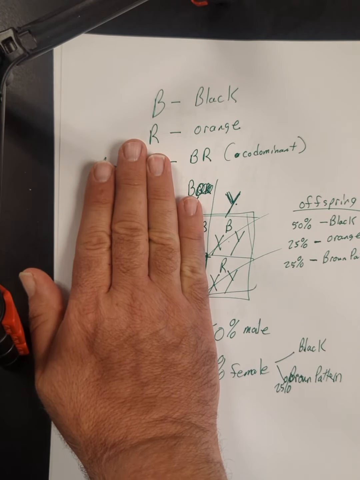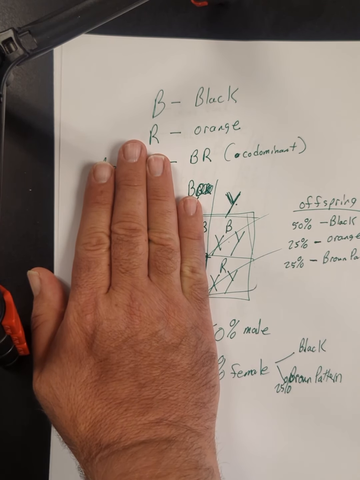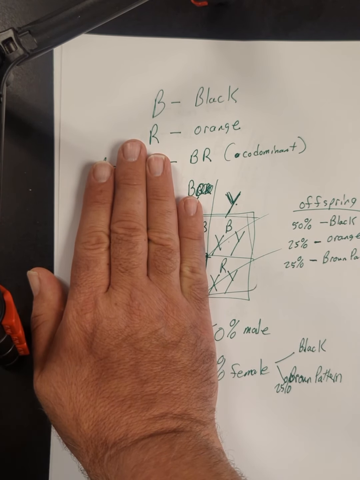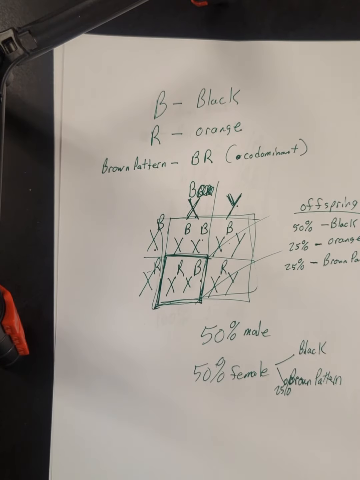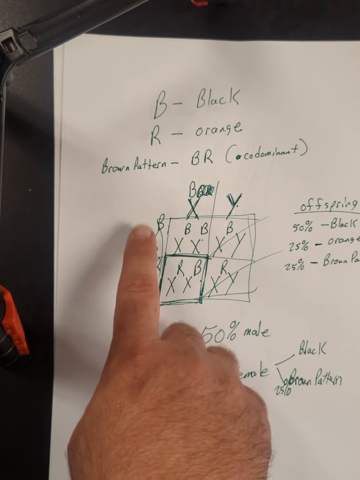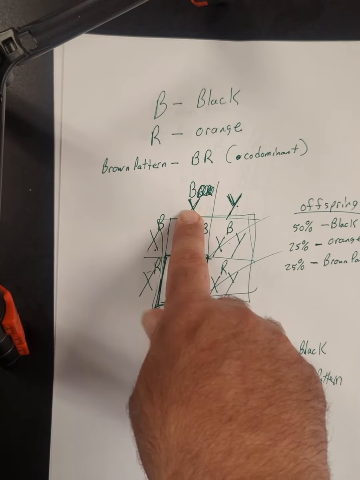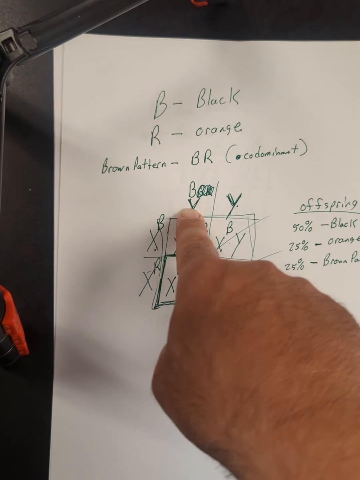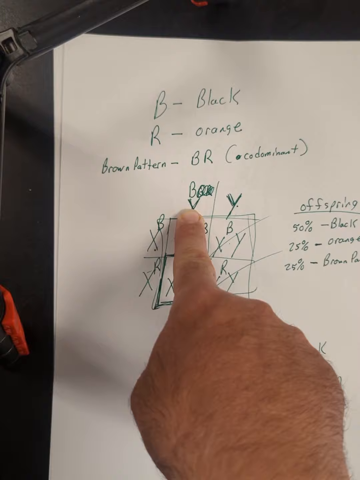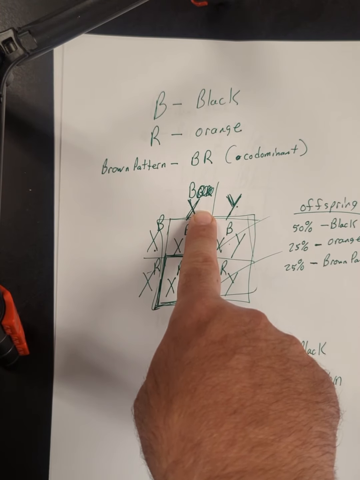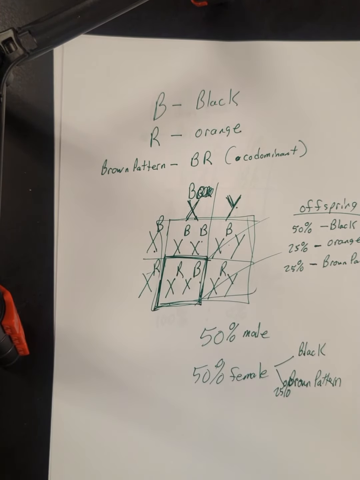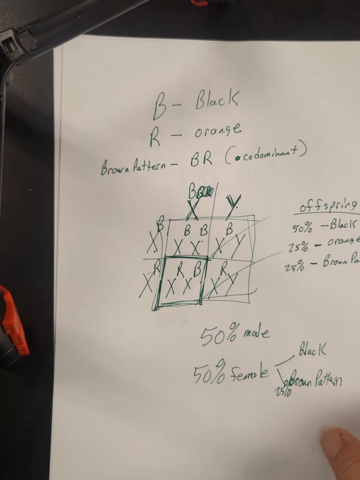You'd have a 50% chance of a black boy or a 50% chance of an orange boy. Please note that since this is sex-linked, you cannot have a brown patterned boy. You can't. A boy cat is either going to be black or orange because they only have one X chromosome. So if you ever see a cat with more than 2 coat colors, like they're orange, black, and white, we call that calico, it's a female cat.